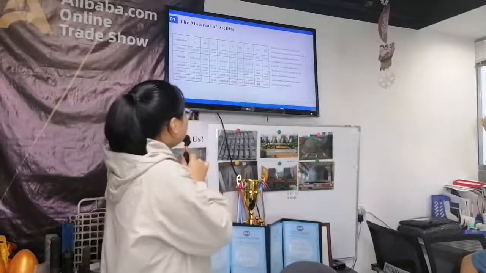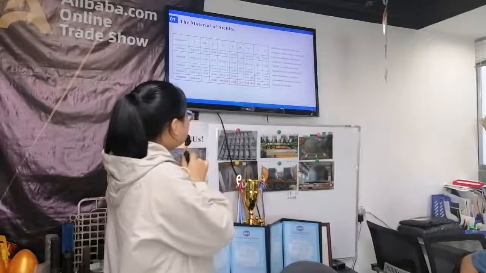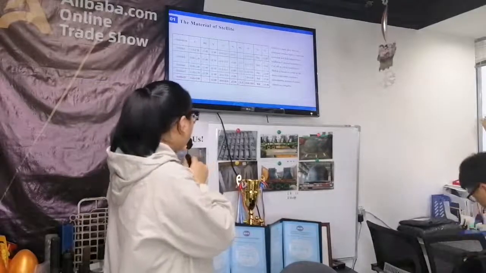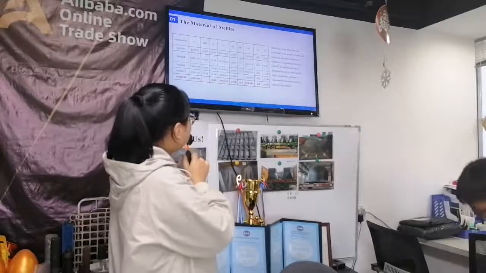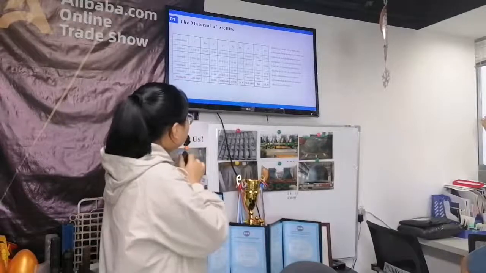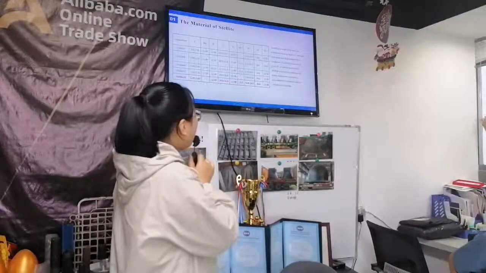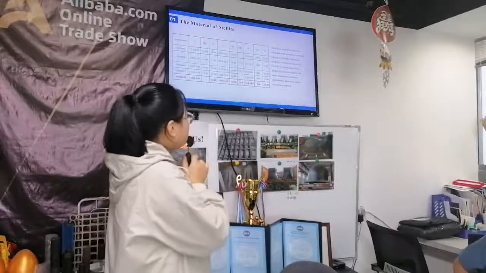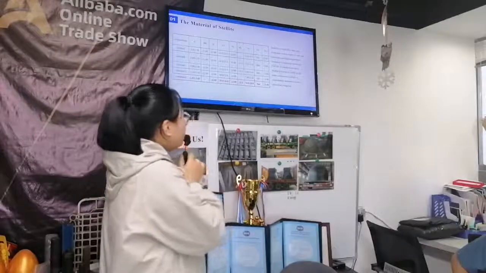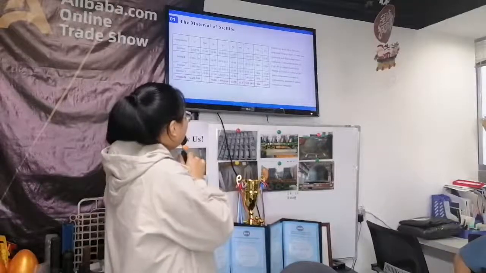Stellite 6. For carbon is 0.9 to 1.4%. For manganese is less than 1.0%. For silicon is less than 1.5%. For chromium is 27 to 31%. For nickel is less than 3.0%. For tungsten is 3.5 to 5.5%. For iron is less than 3.0%. And the cobalt is balanced.